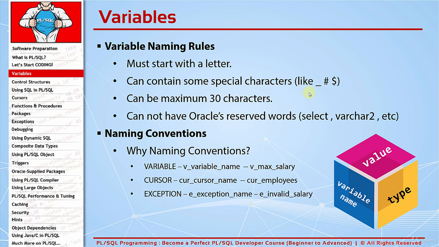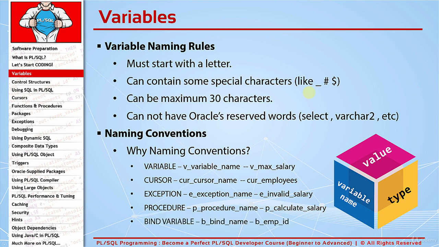And for exceptions, we use e_exception_name, for example, e_invalid_salary. And for procedures, p_procedure_name, for example, p_calculate_salary. Actually, Oracle says to use p_ for procedures and functions. I would prefer to use f_ for functions. They used f_ for file handlers, but I use functions many more times than file handlers. So I will use p_ for procedures and f_ for functions.